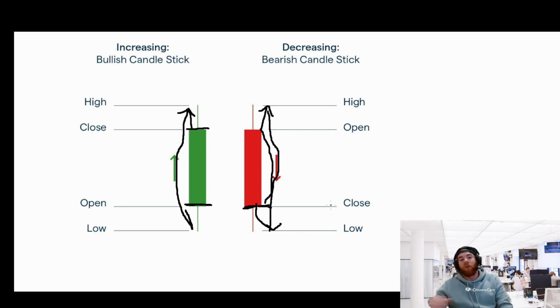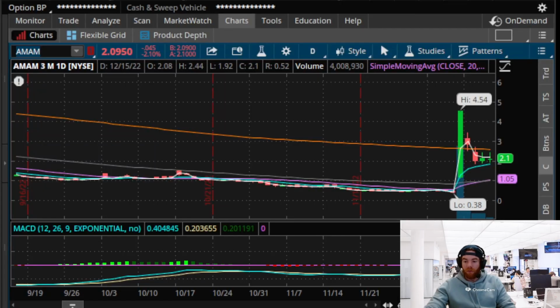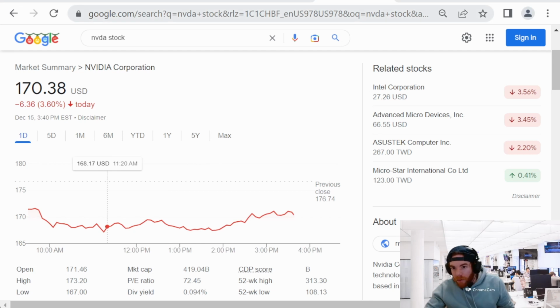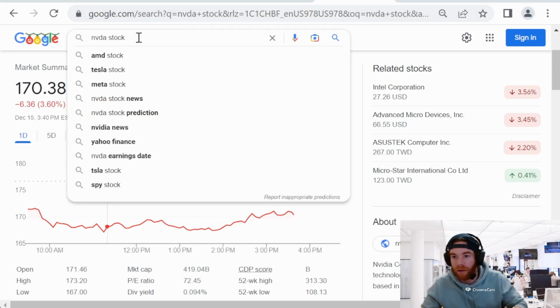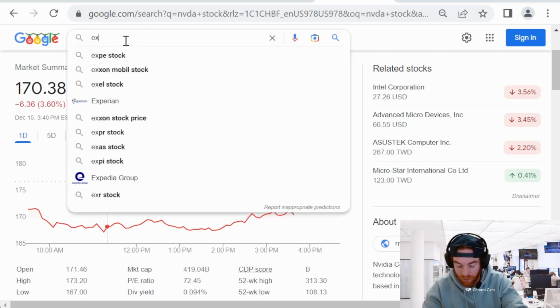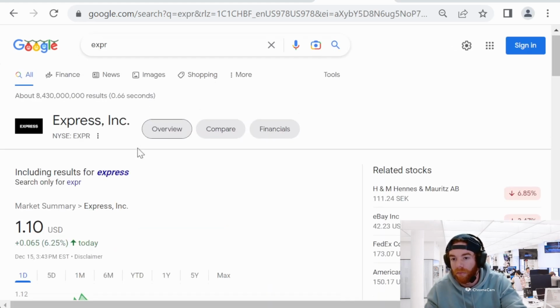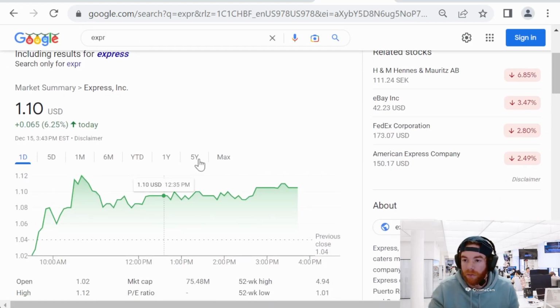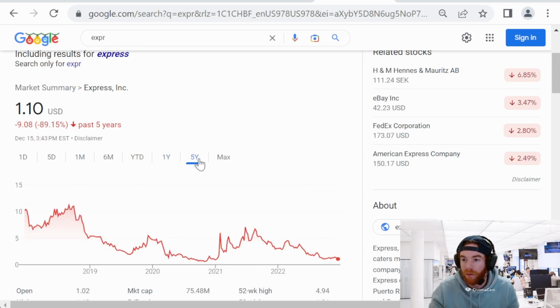Now, why is this important? Why are candlesticks more important than regular charting? If you go on Google, Yahoo Finance, anything like that. Right, so I want to show you guys, if we look at a stock on Google. So let's take a look at, I don't know, let's do Express. So if we look at the 5-year chart, 1 year, 5 year, let's take a look at the 5-year chart.